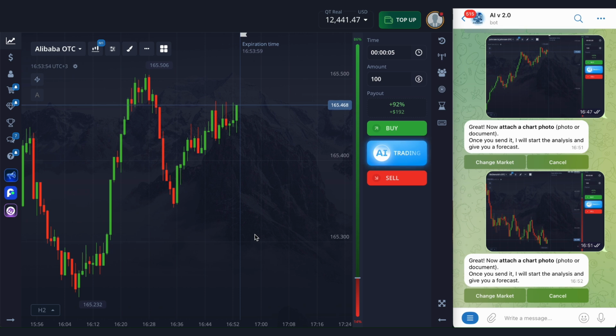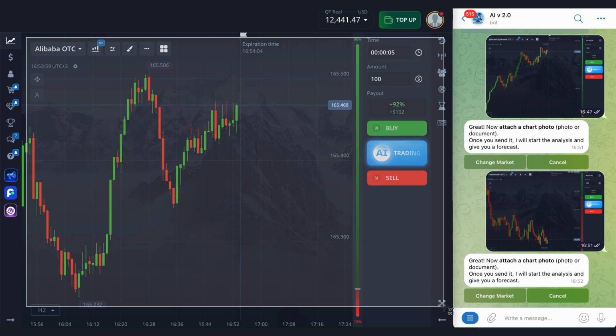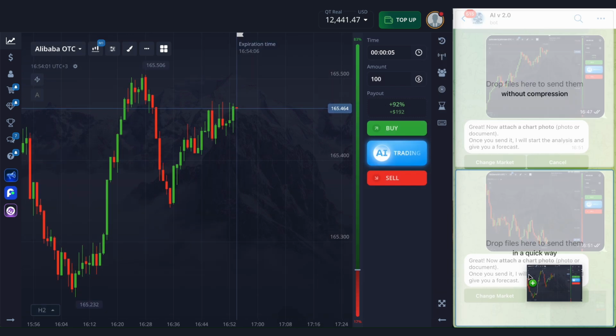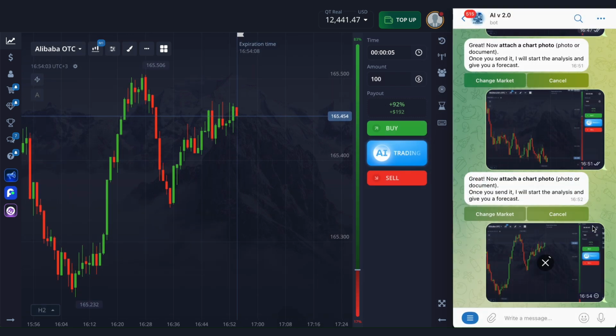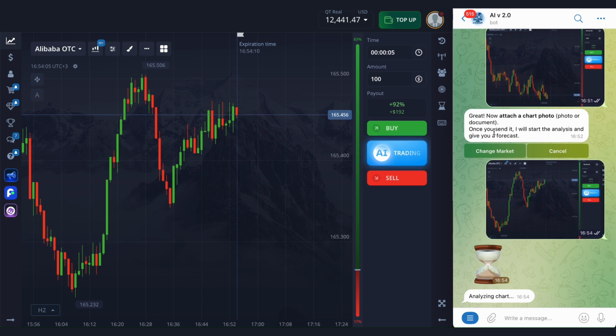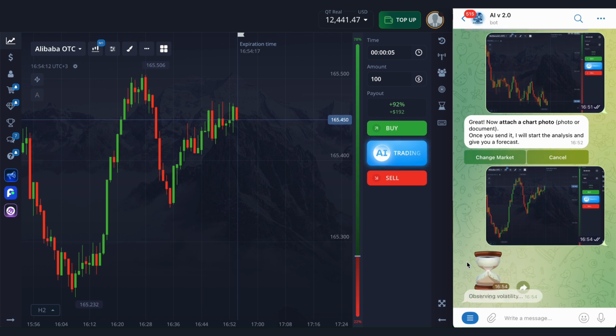We're gonna go ahead and hit the market with this deal on Alibaba OTC. Alibaba OTC, $100 on the line. Let's go ahead and attach our screenshot to our AI screener version 2.0. It says once you send it, it's gonna start analysis and give you the forecast. So holding on tight to see how this is gonna play out. It's studying candlesticks, and ladies and gentlemen, what is it gonna be?